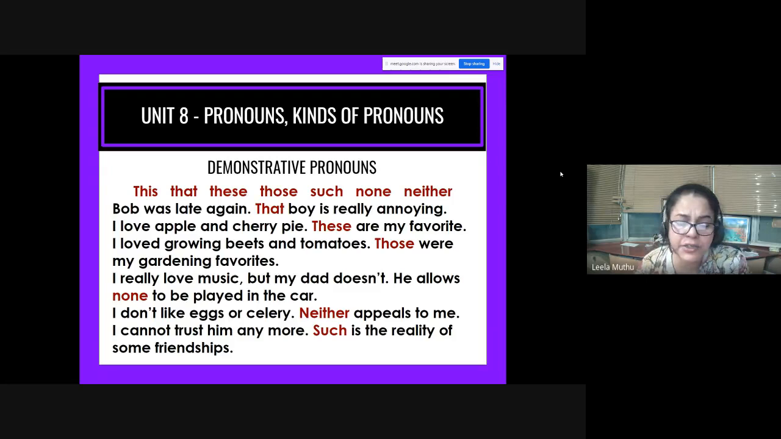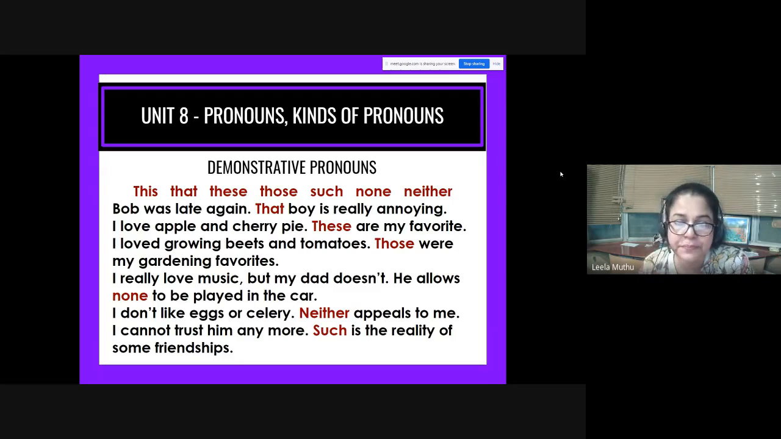Okay? I cannot trust him anymore. Such is the reality of some friendships. So when you trust somebody, it's basically a relationship of trust you have with them. So "such is the reality of some friendships." When you can't trust somebody, okay, that quality or that situation has been replaced by "such." It is that not being able to trust somebody anymore is the reality of some friendships. So that has been replaced by "such" in this sentence.